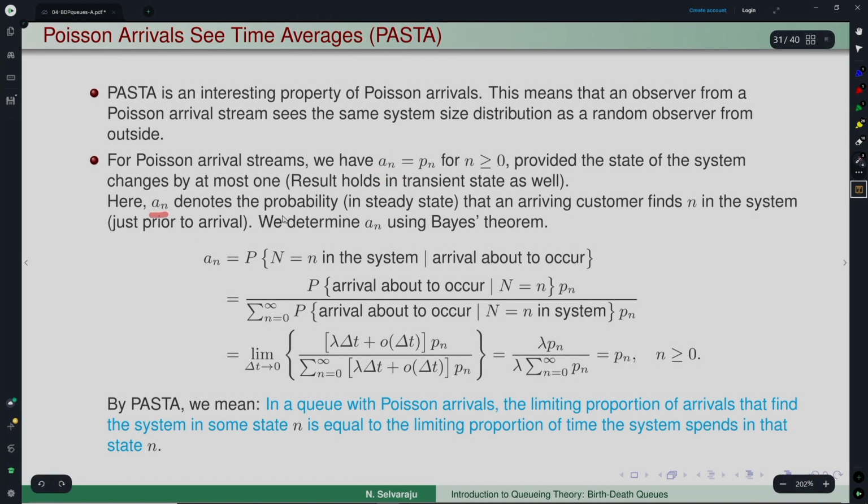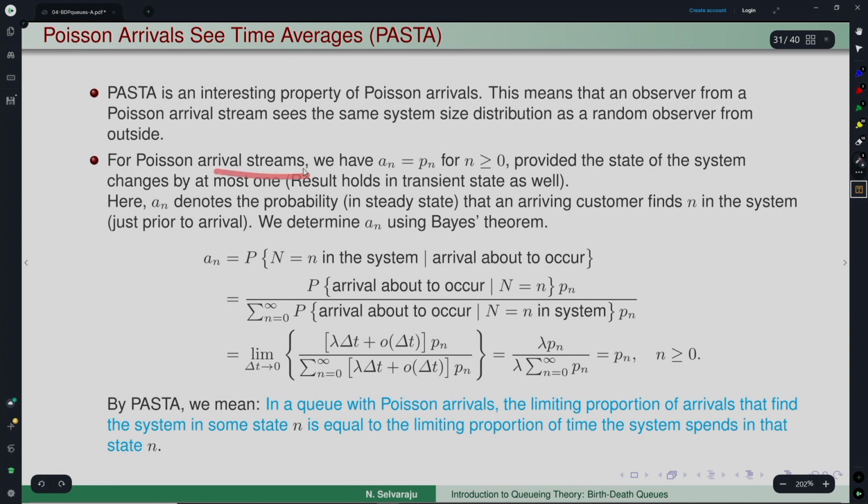So, An is the probability in steady state that an arriving customer finds n in the system just prior to arrival or upon arrival, right. Just prior to arrival or upon arrival we will take as one and the same. So, at the arriving instant he finds n in the system in steady state, and that is this An. Okay. Now, An equal to Pn is true provided two conditions hold.